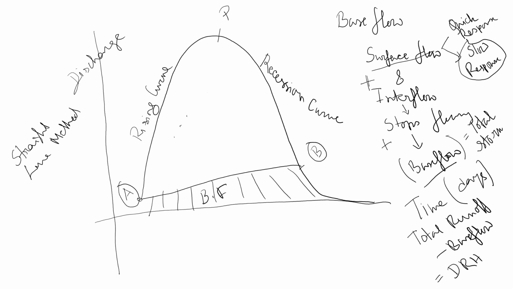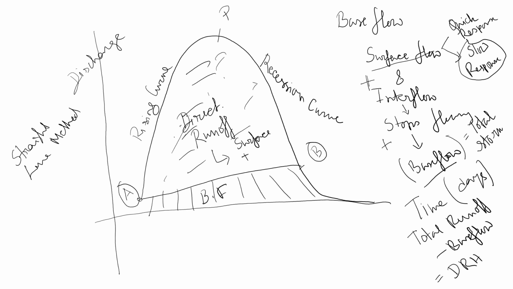And this part, all this part entirety is your runoff, or to be more precise, it is your direct runoff. Okay, remember in this direct runoff, we have both surface runoff and interflow. So both of these are included. So this is your base flow separation, and this is the straight line method.